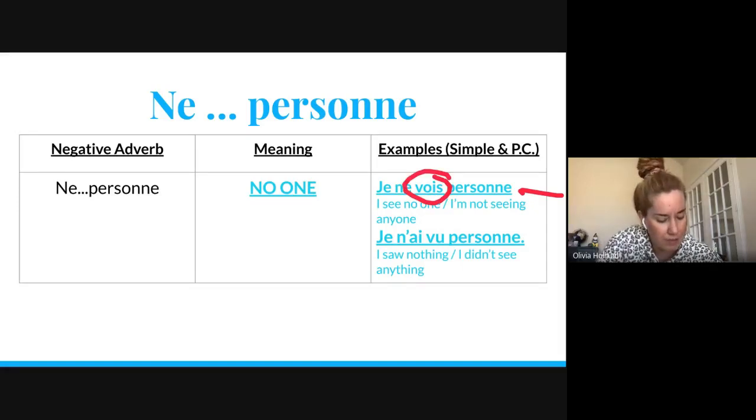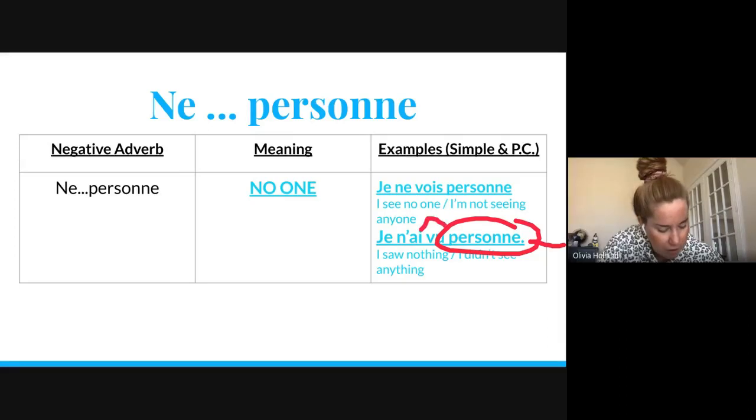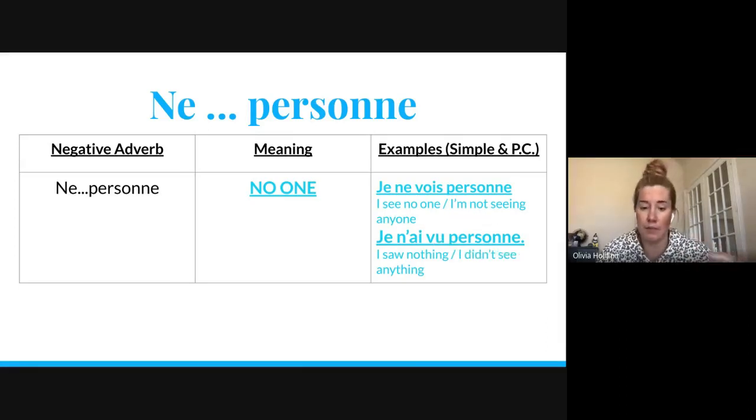But if you look in passé composé, je n'ai vu personne, technically this word should go after the A, but it doesn't because it's an exception. It's the complicated one. Think of it as the word personne is kind of long. It's a little too long to put in between A and vu, so they just smush it at the end.